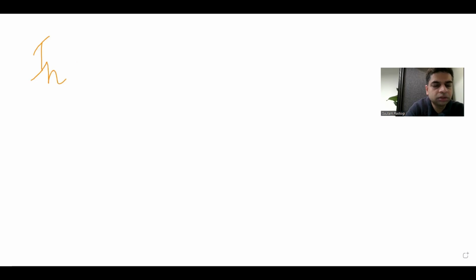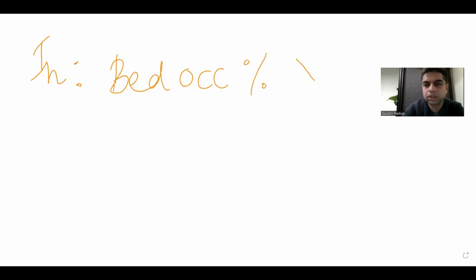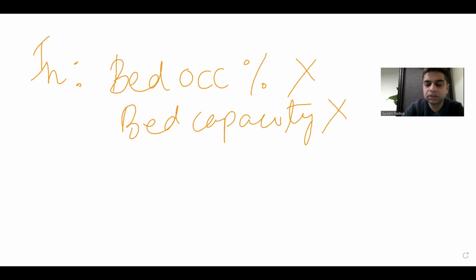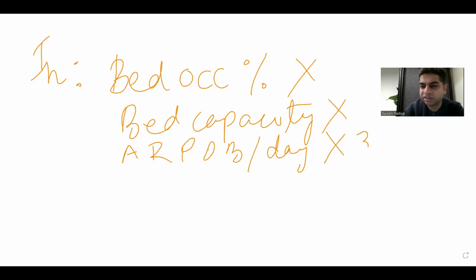So for inpatients, the drivers of revenue are, say, bed occupancy as a percent of bed capacity. So it will tell you how many beds are occupied in a particular year. This times the average revenue per operating bed per day. So this is the daily revenue that you'll get. And then you multiply it by 365. So you'll get the annual revenue.